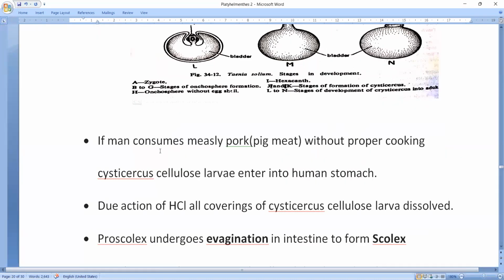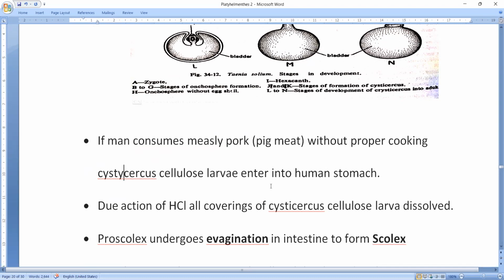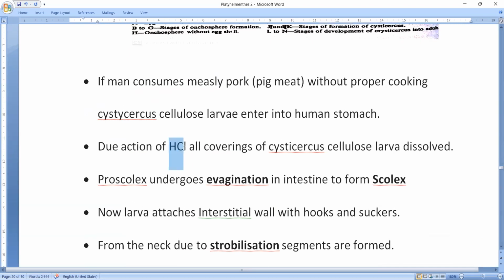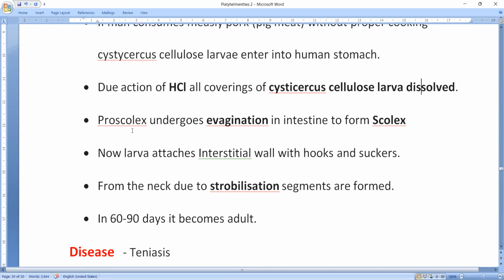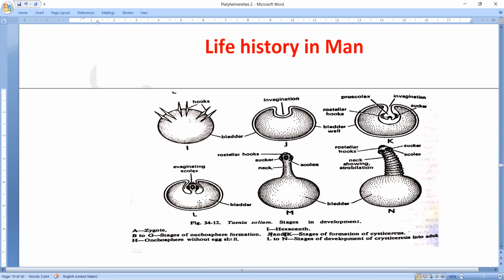Now, if a man consumes measly pork without proper cooking, the cysticercus cellulosae larva enters the human stomach. Due to the action of HCl, all the coverings of the larva are dissolved. Now evagination takes place. In the human body, the proscolex undergoes evagination and the scolex comes out, to form a scolex with four suckers, rostellum and hooks.